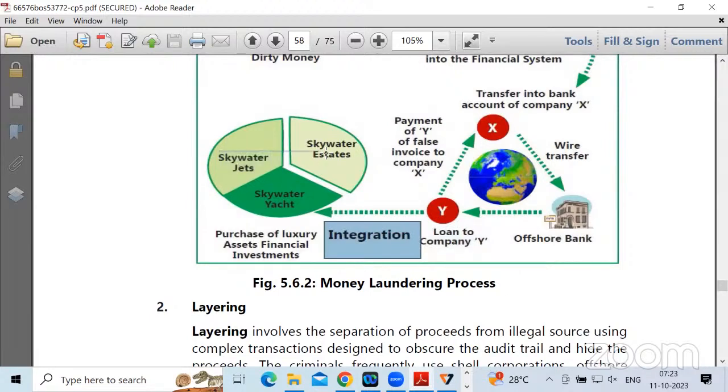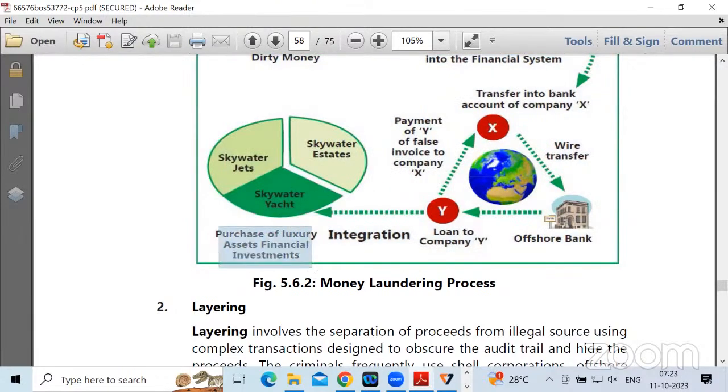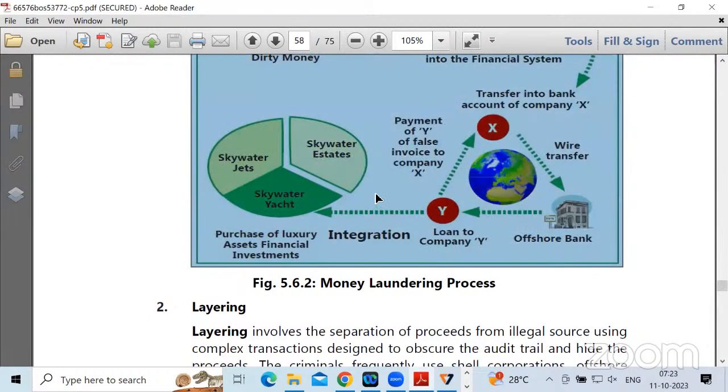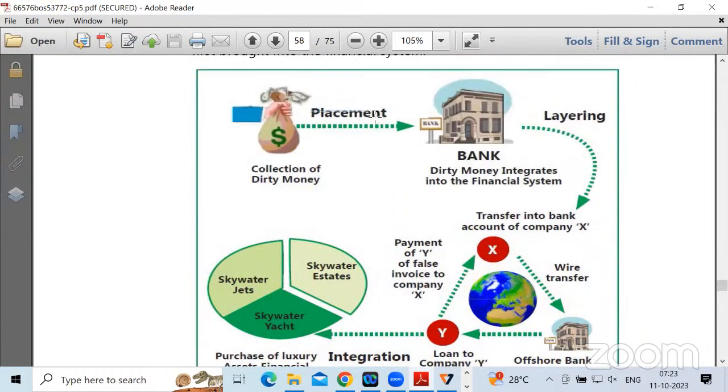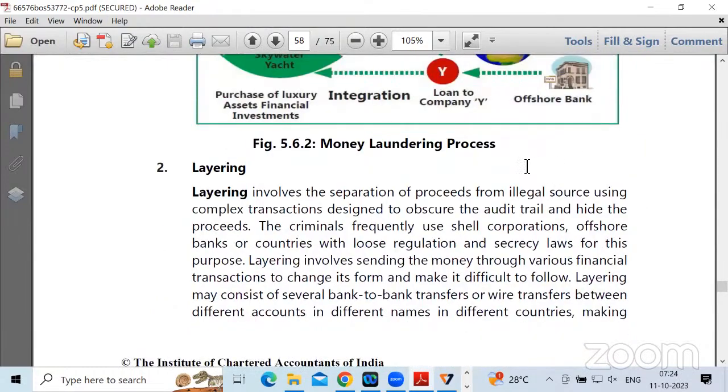And ultimately, it is integrated with the system. So Skywater Jet, Skywater Estates, that is real estate, Skywater Yacht. Some examples they have given. Then purchase of luxury assets, financial investments. Thereby, after the money is converted into original money, thereafter you can multiply the amount. So this is the process of money laundering. First one is placement, second one is layering, and third one is integration. These are the 3 processes. Kindly go through this and make this an important question.